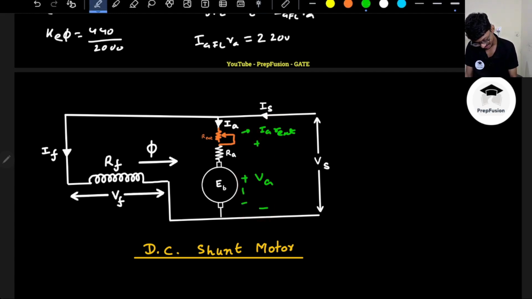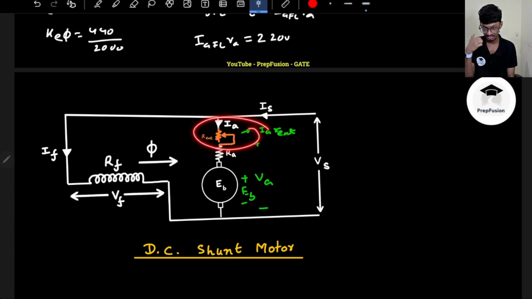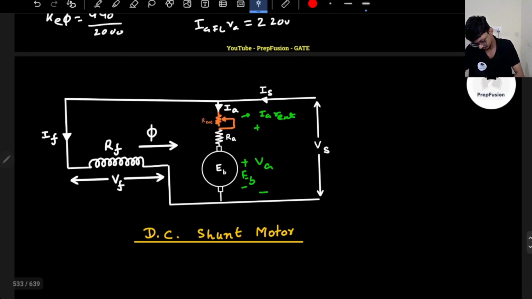So there are many things here. There are 3 voltages now. Previously there were only 2 voltages. So this VA and VS both were same previously, but now they're different, because as I'm connecting an external resistance, the voltages are changed.